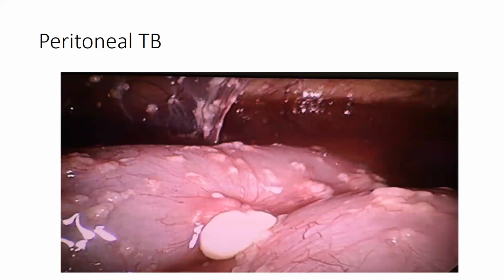So in peritoneal tuberculosis, as you can see, the peritoneum has multiple yellow-white tubercles on it. This is how peritoneal tuberculosis looks. The peritoneum becomes thickened, and the omentum is also thickened, and there are these multiple yellow-white tubercles.